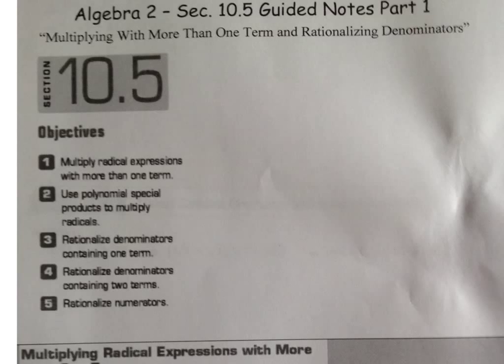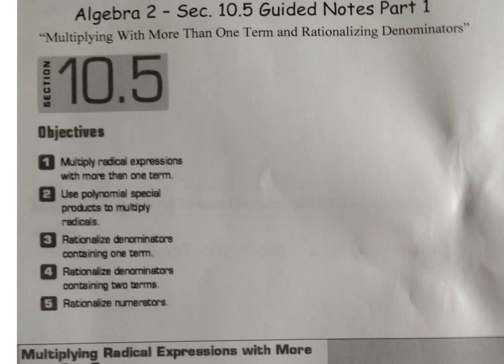Okay, today we're working on 10.5 part 1, multiplying with more than one term, and rationalizing denominators is what we're going to do in part 2. So our objectives are to multiply radical expressions with more than one term, and we're also going to use polynomial special products to multiply radicals. Special products are difference of squares and the sum of two squares, I think, and the difference of two squares.